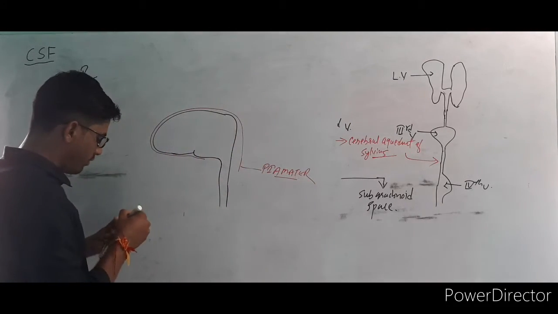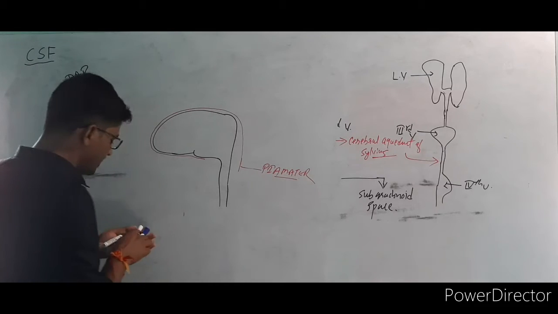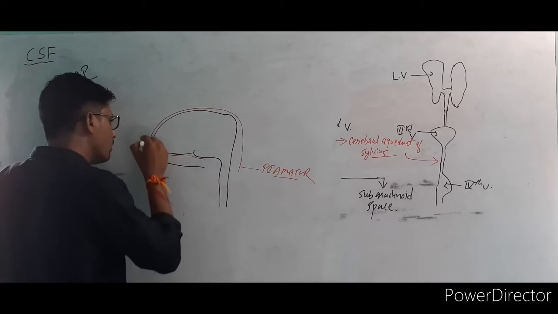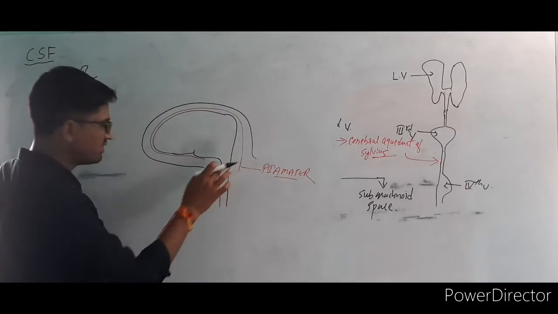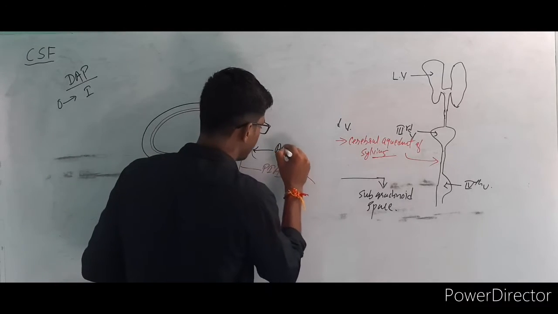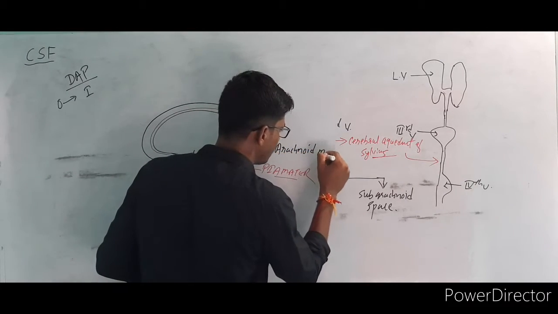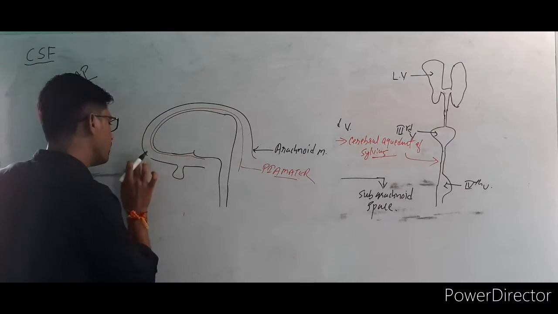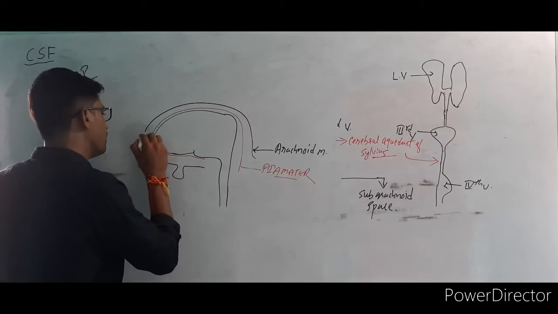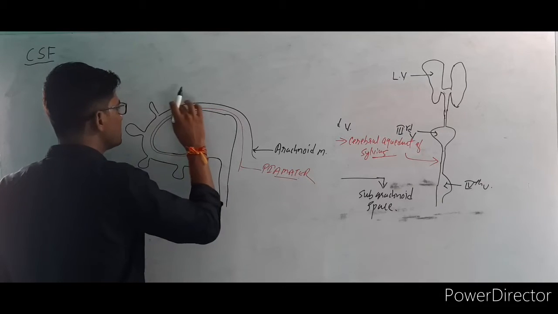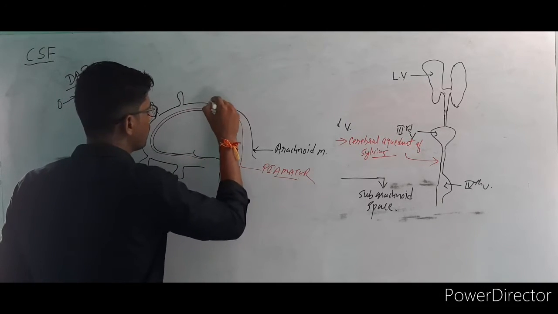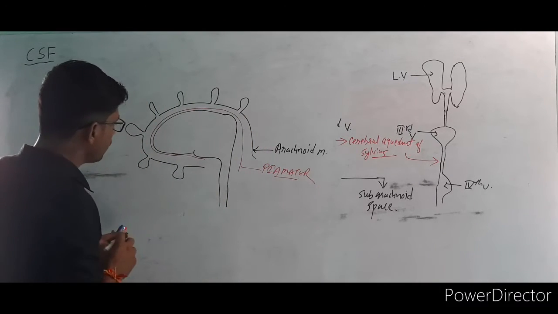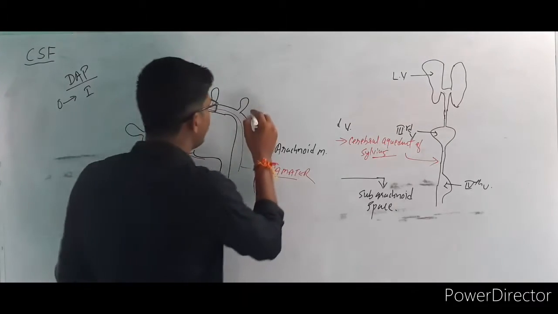Pia mater. Now, this is the first thing. The second thing is the arachnoid membrane. This is the arachnoid membrane, right? In the arachnoid membrane, this kind of structure is present, and that is called arachnoid villi.